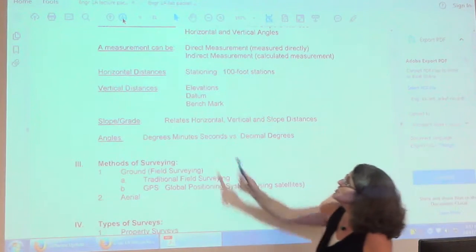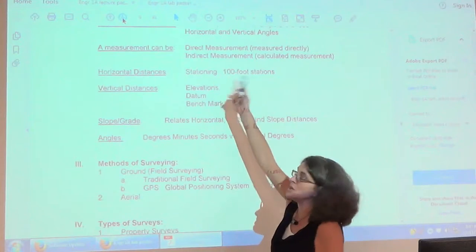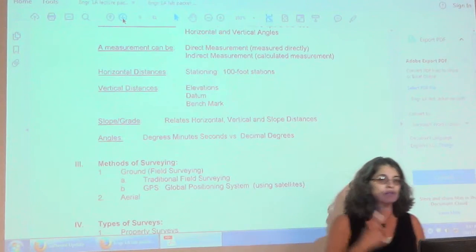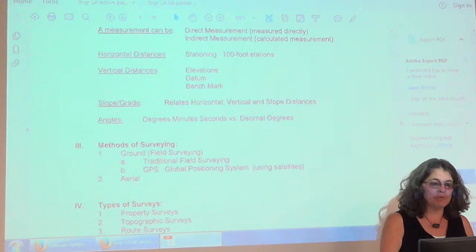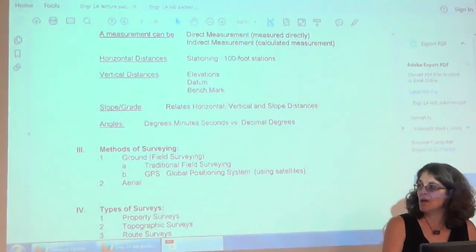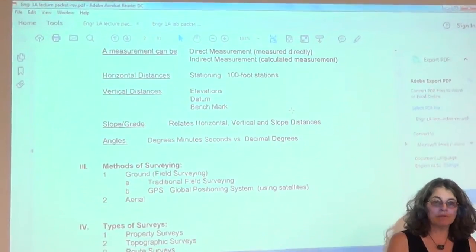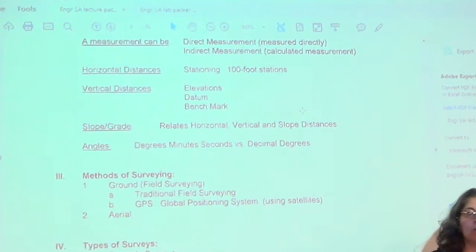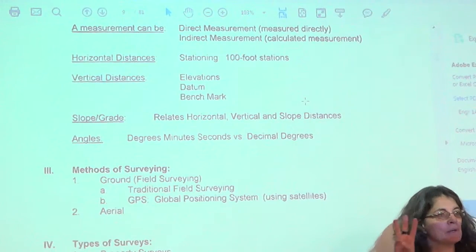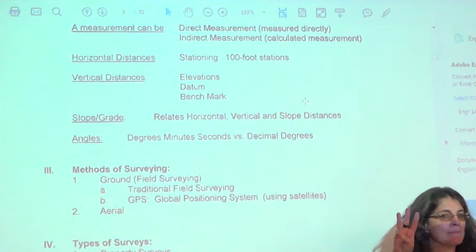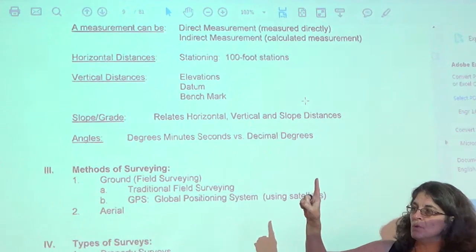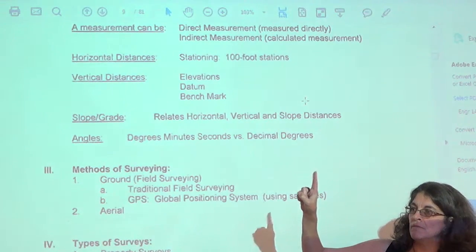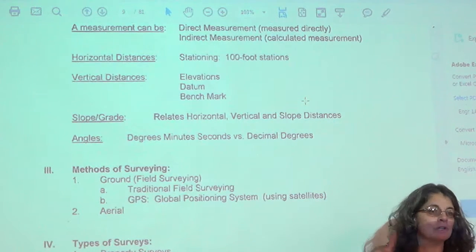So one station represents 100 feet. So a station 1 plus 25 means 125 feet. You need to be comfortable representing slope and grade, which is a relationship between the horizontal and the vertical distances. Right? What are the three ways to represent slope? Percent grade. Percent grade is equal to, what's the equation? V over H times 100. You need to know that one.